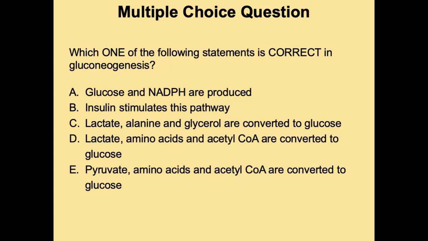Okay, and the answer is, of course, C. So in gluconeogenesis, no NADPH is produced. Remember, NADPH is involved in the pentose phosphate pathway. Insulin inhibits this, it doesn't promote this pathway. Lactate, alanine and glycerol are all converted to glucose. Remember, the lactate, alanine and glycerol are the non-carbohydrate precursors which are required to produce new glucose.